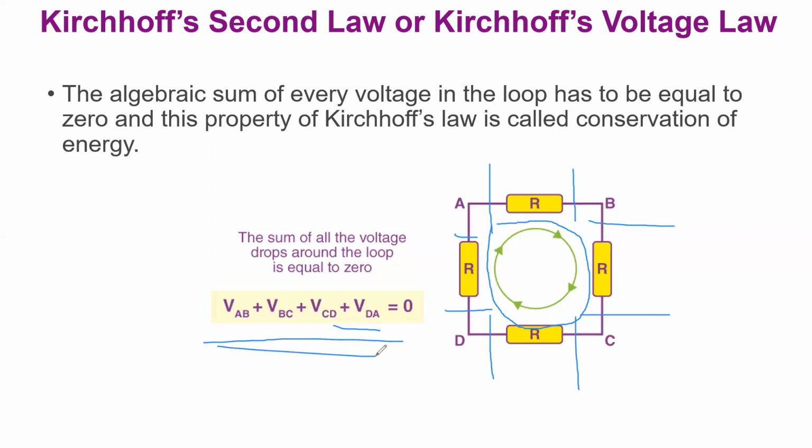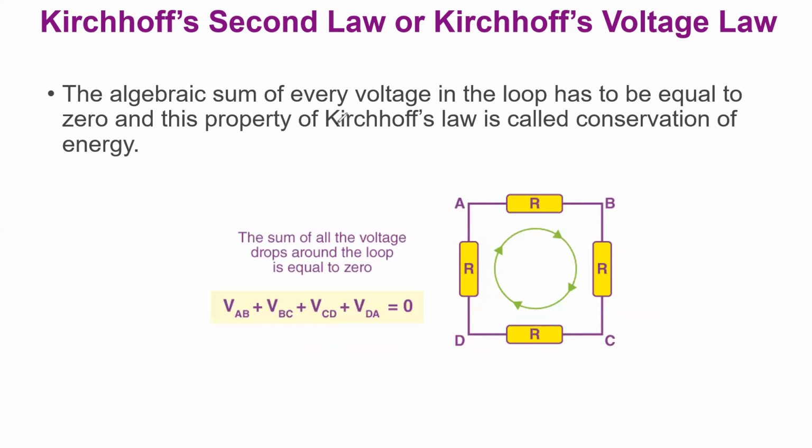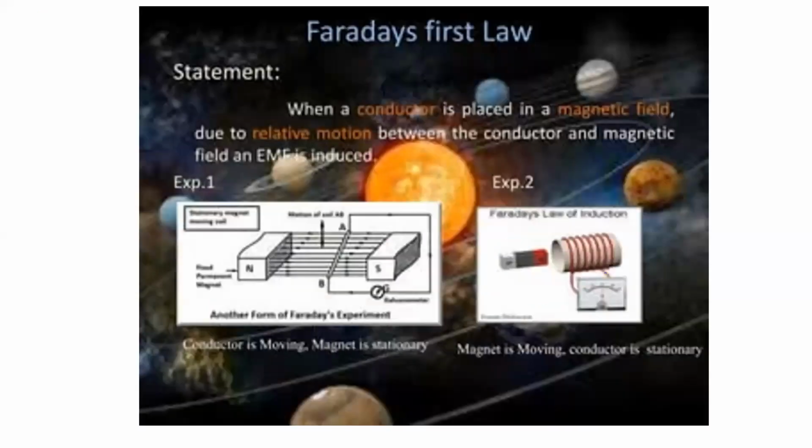So the algebraic sum of voltage drops around every circuit, for every resistance here, is equal to 0. This is called Kirchhoff's law, conservation of energy. Hope you understood Kirchhoff's second law. It's all like definitions. We have to solve some problems using this circuit analysis, so we have cleared this drawing and we will go for the next slide.